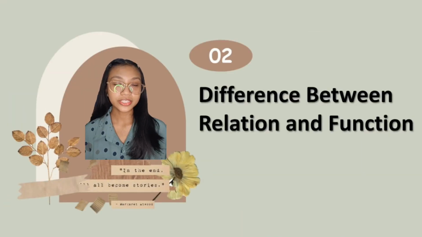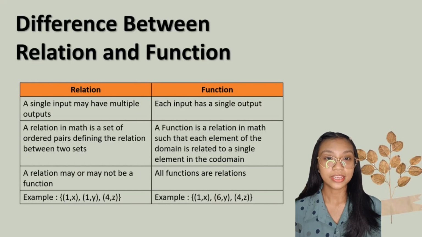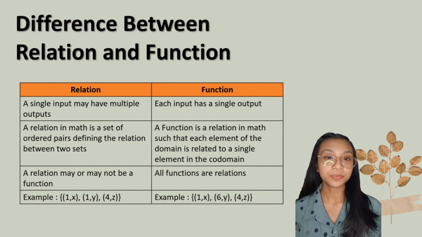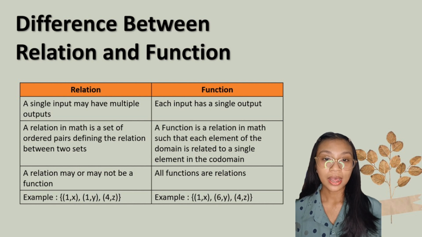Difference between relation and function. The basic difference between a relation and a function is that in a relation, a single input may have multiple outputs. But in a function, each input has a single output. The table given below highlights the difference between relation and function.